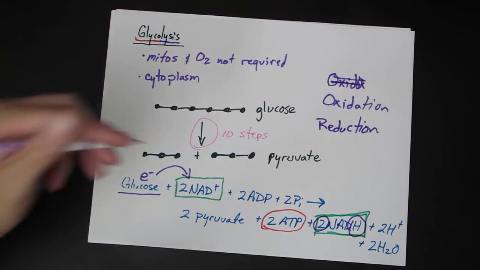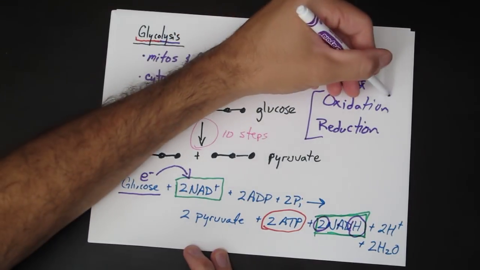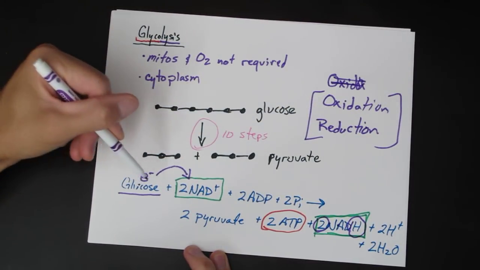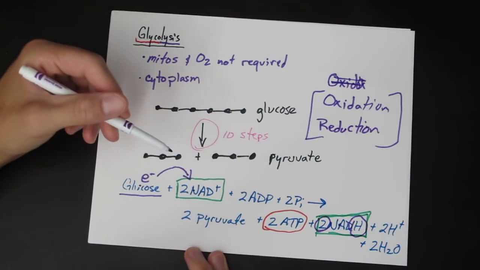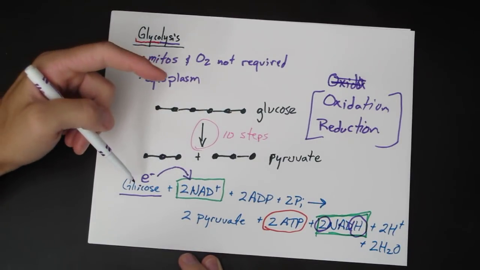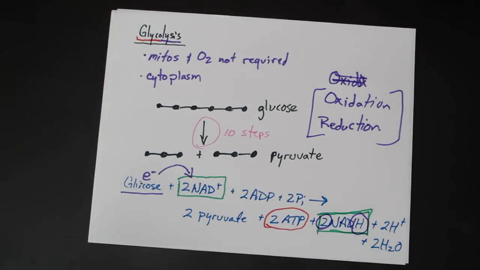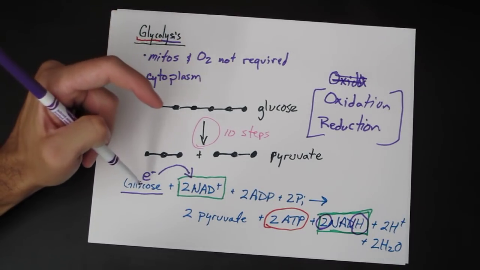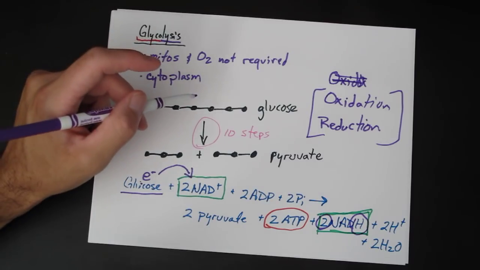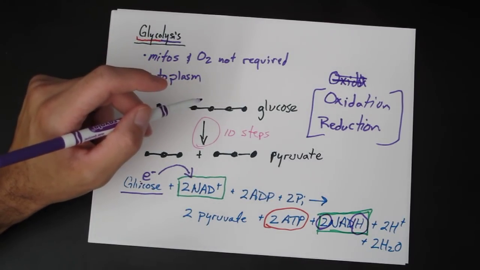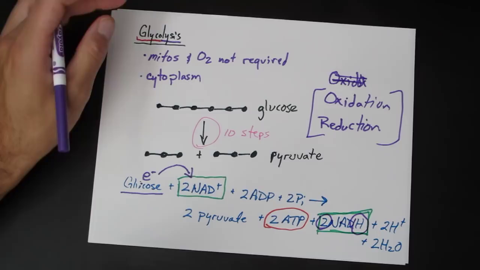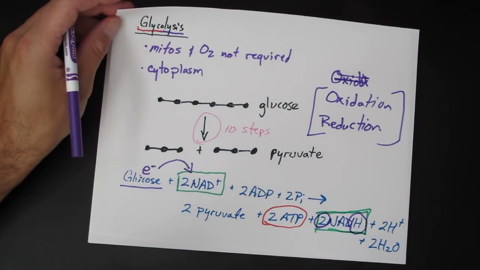Okay, so we have these two processes going on here. Glucose is being oxidized and NAD+ is being reduced. Glucose is being oxidized, NAD+ is being reduced. I'm saying that multiple times because it's really important that you're clear on what's being oxidized and what's being reduced, because we're going to be going through this process and multiple examples of this process for the next couple of lectures. All right?